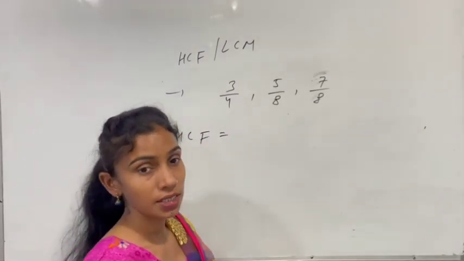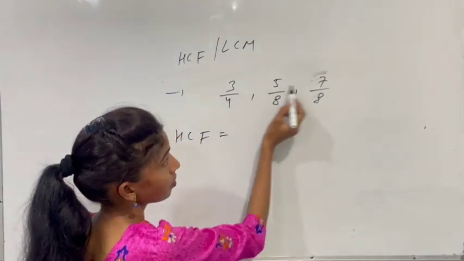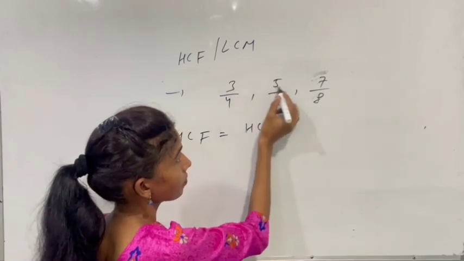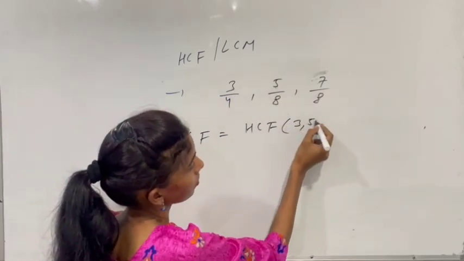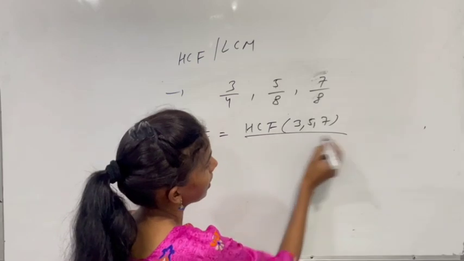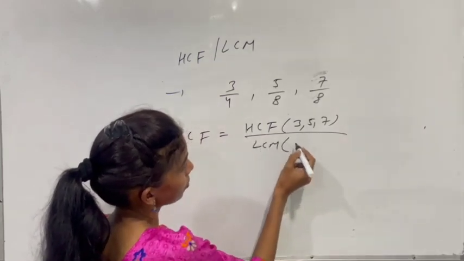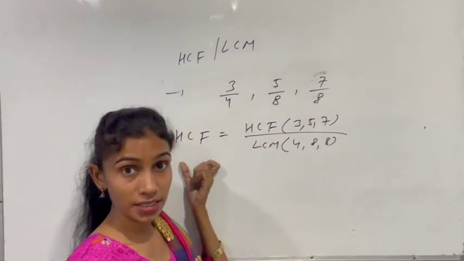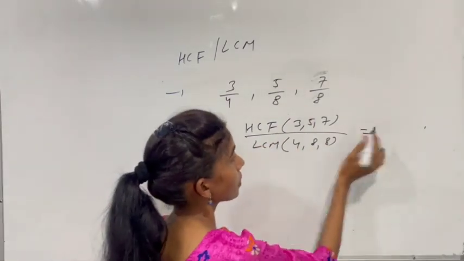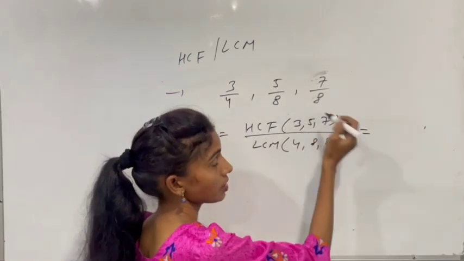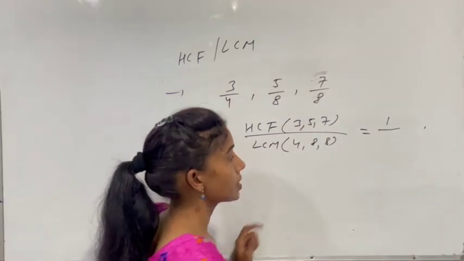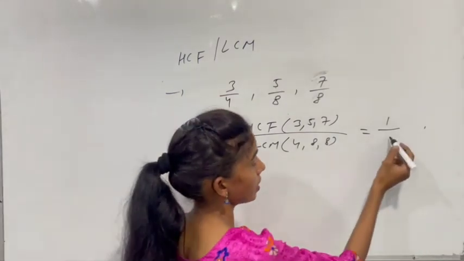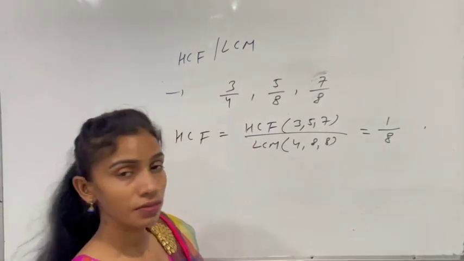Now, to find the HCF, we take the HCF of the upper numbers, 3, 5 and 7, divided by the LCM of the lower numbers, 4, 8, 8. This is our HCF. So what is the HCF of 3, 5 and 7? It is 1. And the LCM of 4, 8, 8 is 8. So our HCF is 1 by 8.